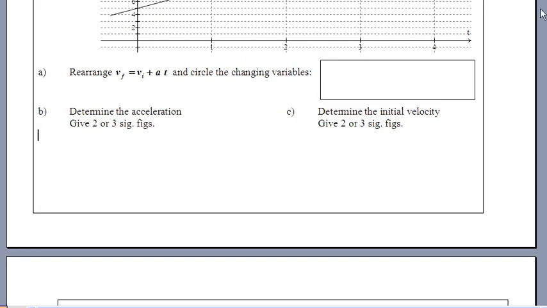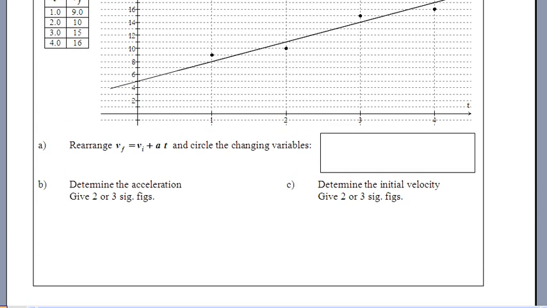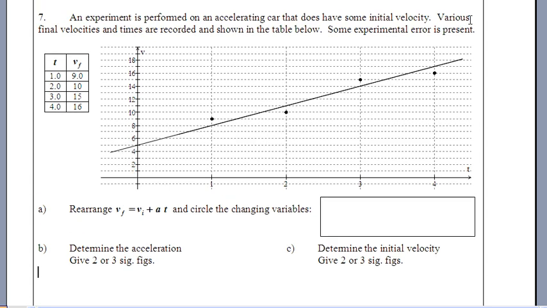And then the last one. This last one here is a little story about a car that's accelerating. It does have an initial velocity. You can kind of see that shown up here in the graph. And then various final velocities at different times of the day. The equation is given to you here: Vf is equal to Vi plus At. Just looking at the table, I'm going to get you started. It looks like we've got a changing t and a changing Vf.